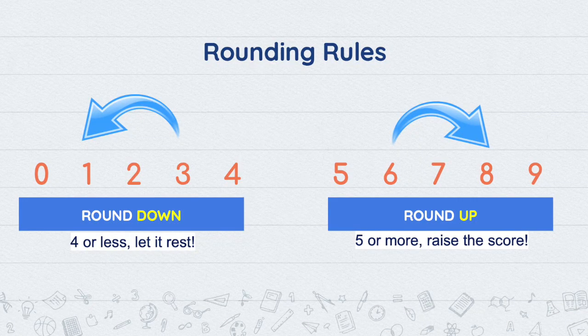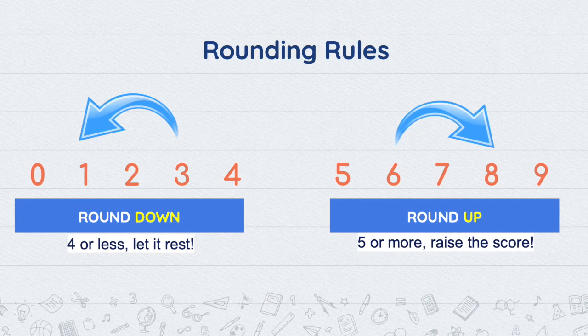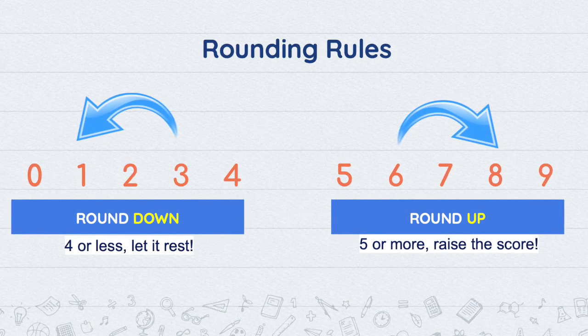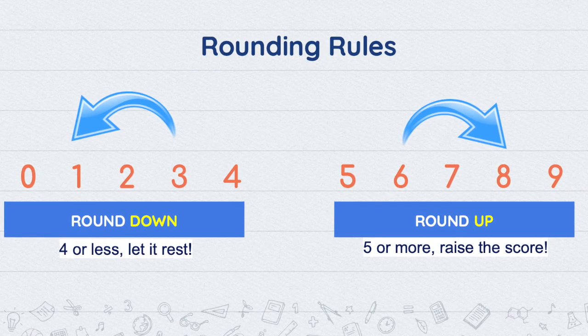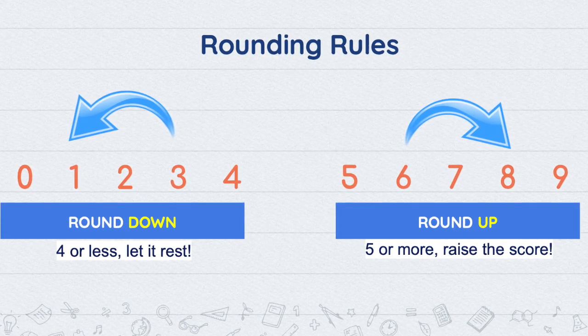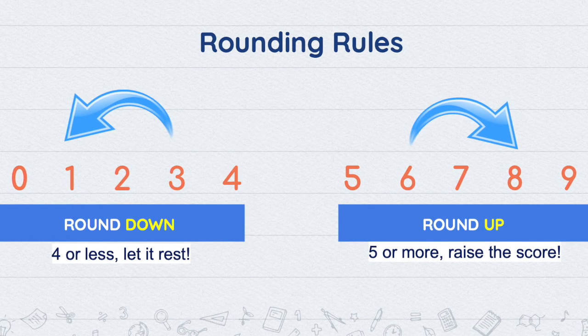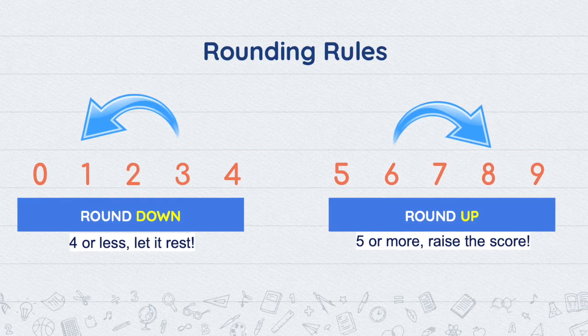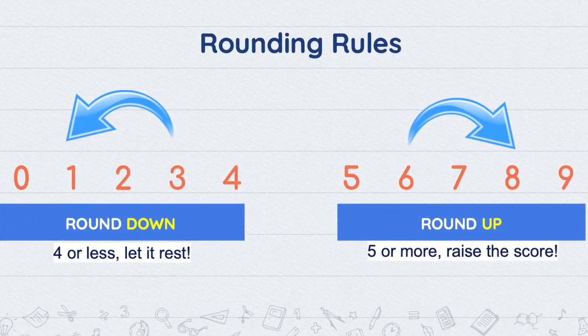When I have a number that's 0, 1, 2, 3, or 4, I'm going to round down. If I have a number that's 5, 6, 7, 8, or 9, I'm going to round up. And a fun way for me to remember that is trying to memorize this little rhyme that I have right there on this slide. It says, 4 or less, let it rest. 5 or more, raise the score.